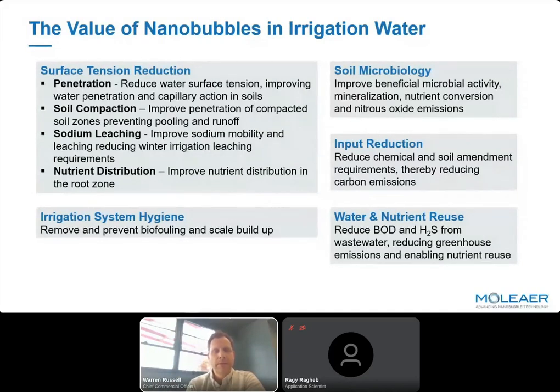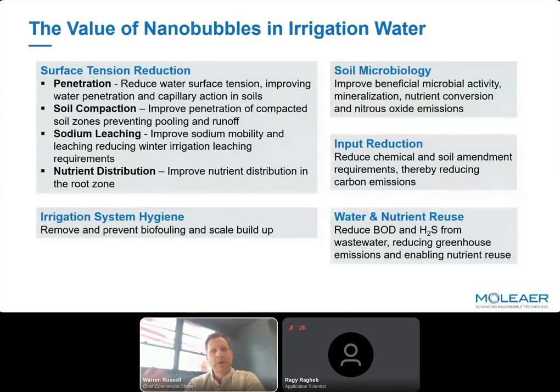nutrient uptake. Then second to that, irrigation system hygiene. There is a good amount of information and research out there looking at the role of nanobubbles and how they improve biofilm removal and prevent scale in irrigation systems, and looking at this to, at the very least, complement chemical treatments, in some cases possibly replace them.